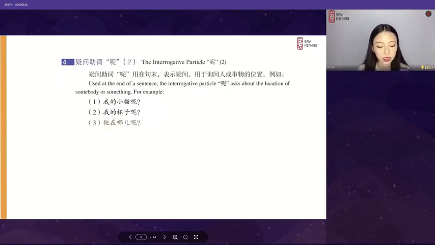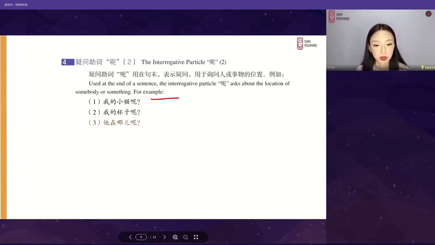Next part. The interrogative particle 呢. This particle, we actually said before, we can use it to ask about things mentioned before. And today we're going to learn another meaning of it, it can actually be used to ask about the location of somebody or something.